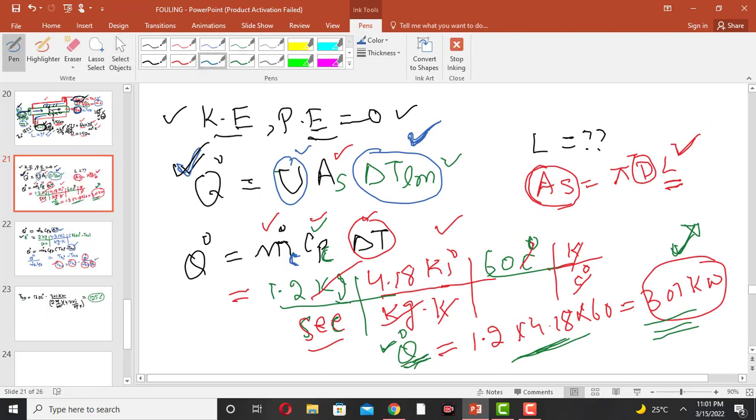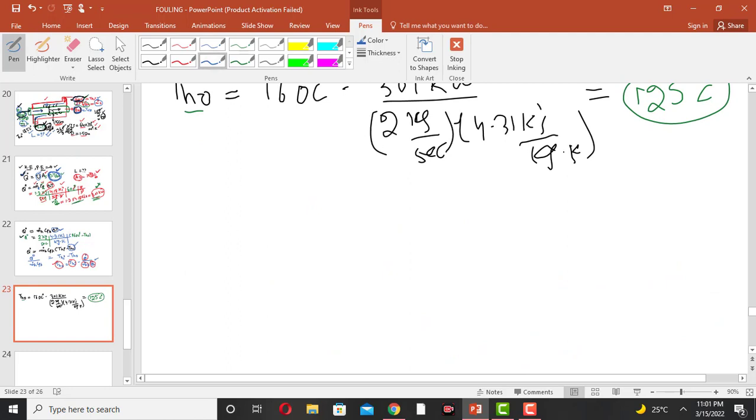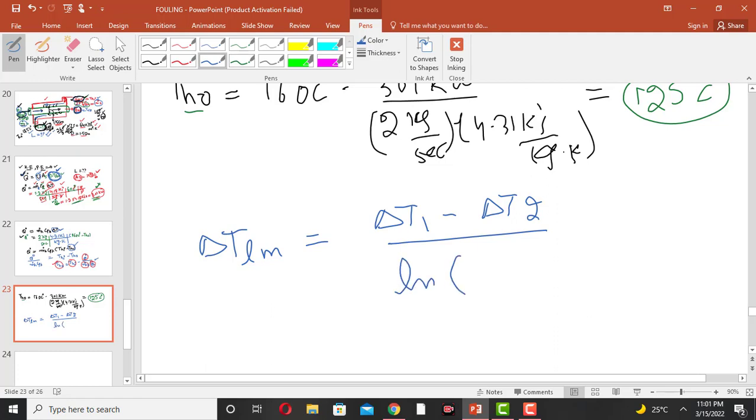Now we will obtain the log mean temperature difference. The log mean temperature difference is nothing but delta T1 minus delta T2 divided by ln of delta T1 divided by delta T2.